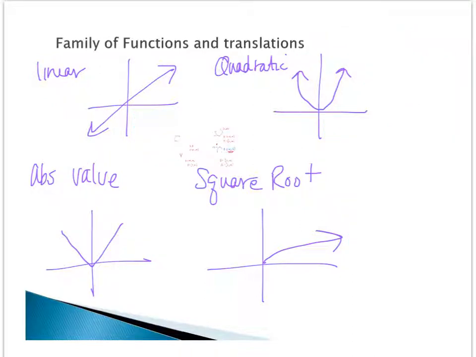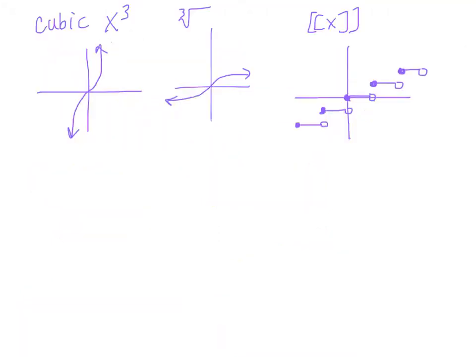Alright, let's go ahead and erase all this so that we can write in more functions. We also talked about the cubic graph and the cube root graph and our greatest integer function. For our cubic and our cube root, both of these have a domain and range of negative infinity to infinity.